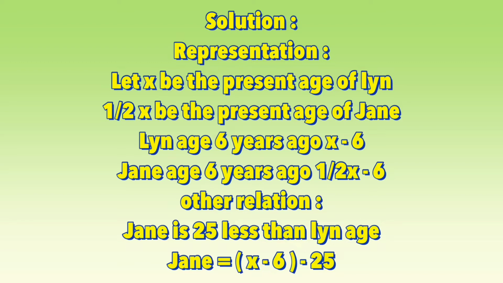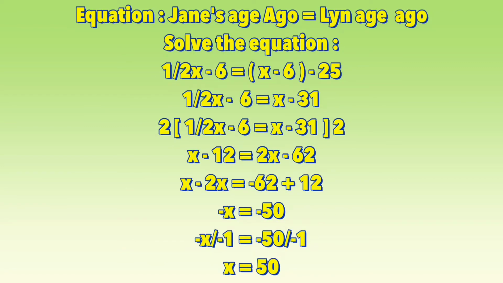Jane's age ago is 1/2 x minus 6, equals Lynn's age ago, which is the quantity x minus 6 minus 25. Okay, 1/2 x minus 6 equals, we're going to simplify the right side of the equation. We have x, then minus 6 minus 25, we're going to add because of like signs, we have now 31. And then the result is the new equation: 1/2 x minus 6 equals x minus 31.